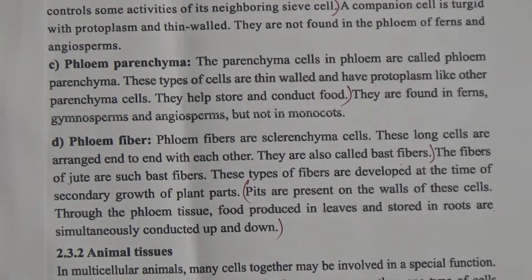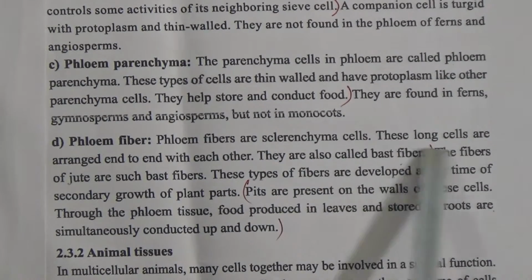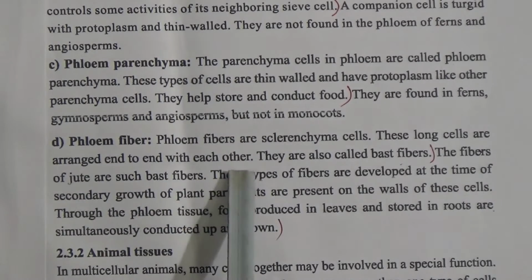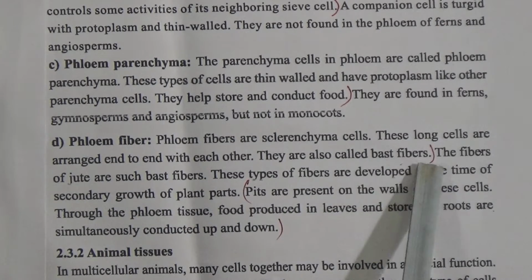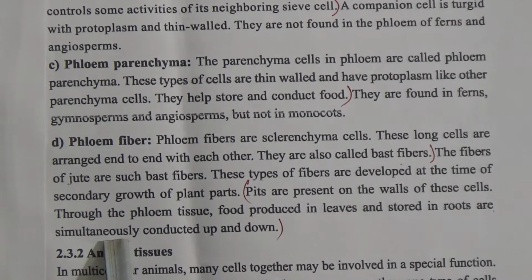Now, phloem fiber. Phloem fibers are sclerenchyma cells. These long cells are arranged end to end with each other. They are also called bast fiber. Pits are present on the walls of these cells. Through the phloem tissue, food produced in the leaves and stored in roots is simultaneously conducted up and down.